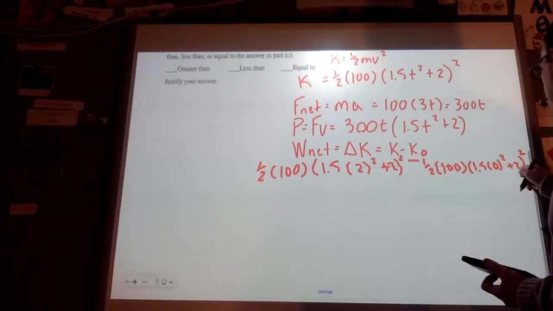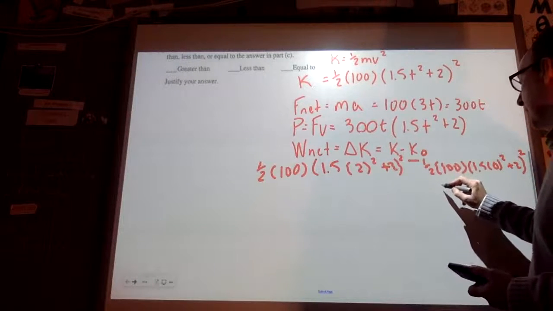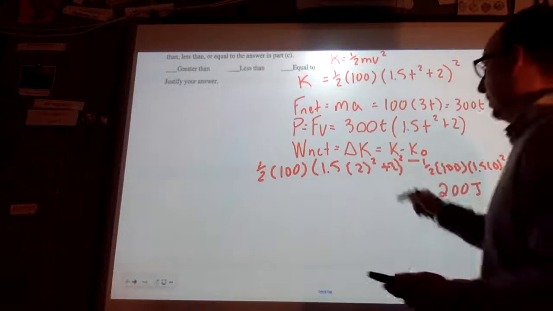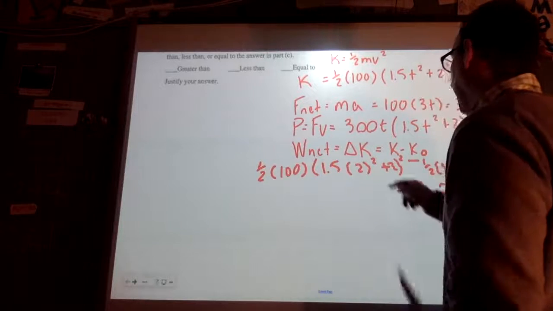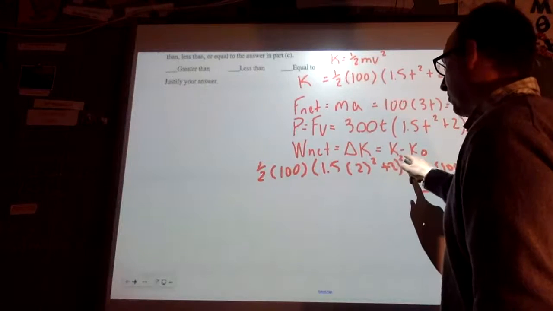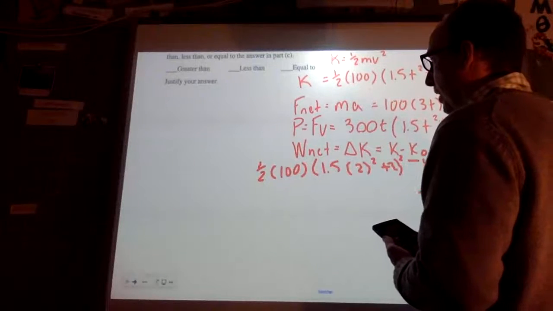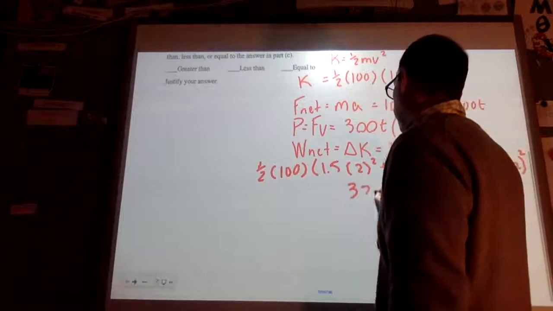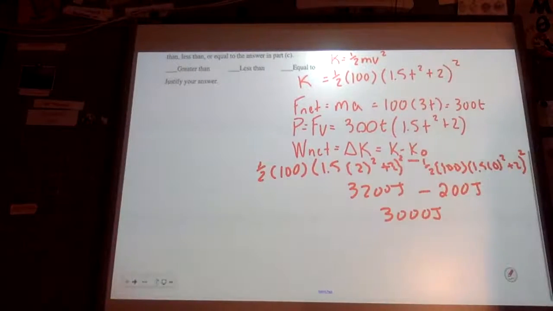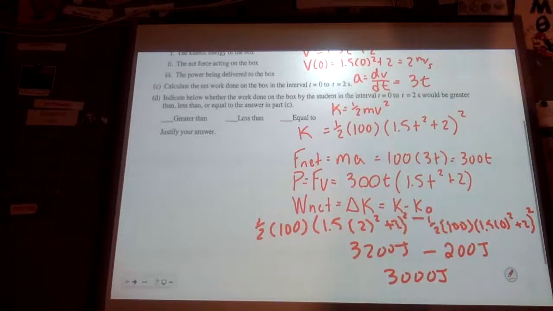This one is going to be 2 squared, which is 4. 4 times 100 is 400, times a half is 200. So that one's easy. This one's a little bit trickier. So I have 2 times 2 is 4, times 1.5 is 6, plus 2 is 8. 8 squared is 64. 64 times 100 is going to be 6,400. Divided by 2 is going to be 3,200. So the net work done is 3,000 joules.